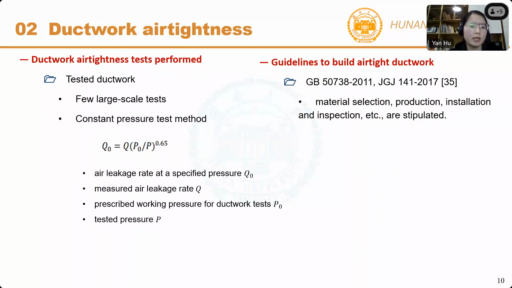A few large-scale tests have been conducted in China, so the tested data is difficult to obtain. According to the current national standard, the constant pressure test method is adopted to measure the air leakage rate by the air duct leakage. There are some relevant standards that specify the material selection, production, installation, and inspection.